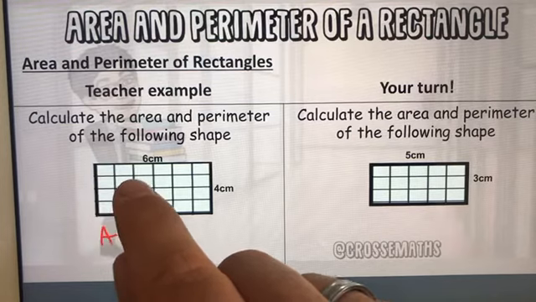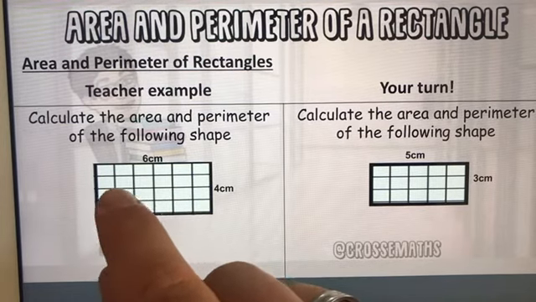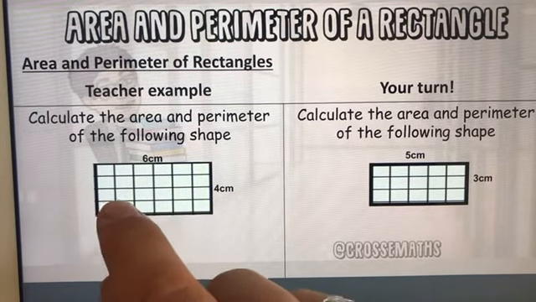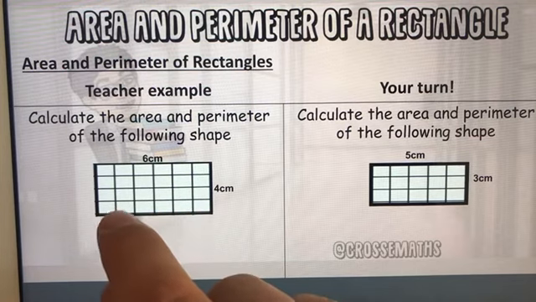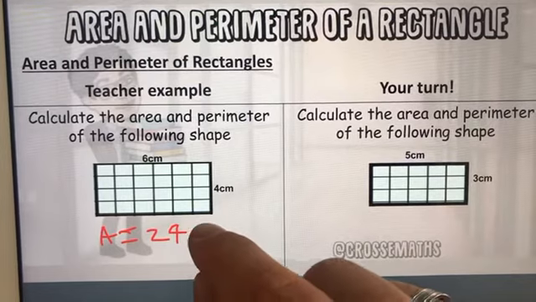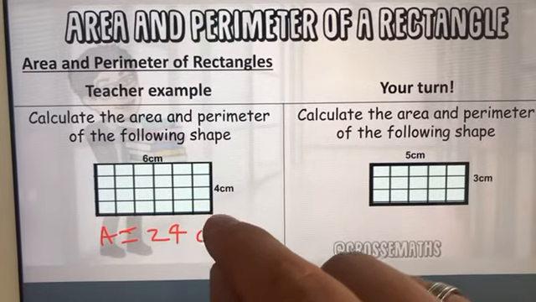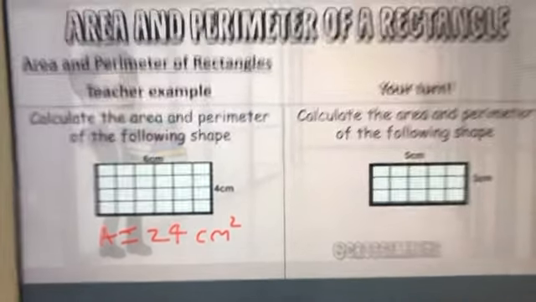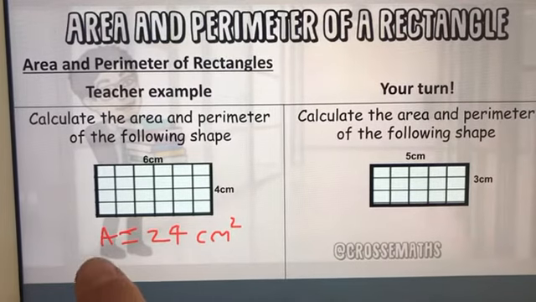So I've got 1, 2, 3, 4, 5, 6, 7, 8, 9, 10, 11, 12, 13, 14, 15, 16, 17, 18, 19, 20, 21, 22, 23, 24. My area is 24 little squares. Each little square is a centimetre squared. Area equals 24 centimetres squared, that's the area.